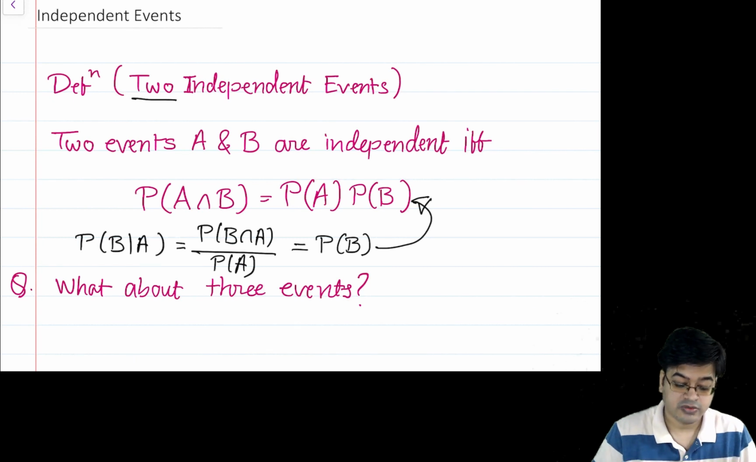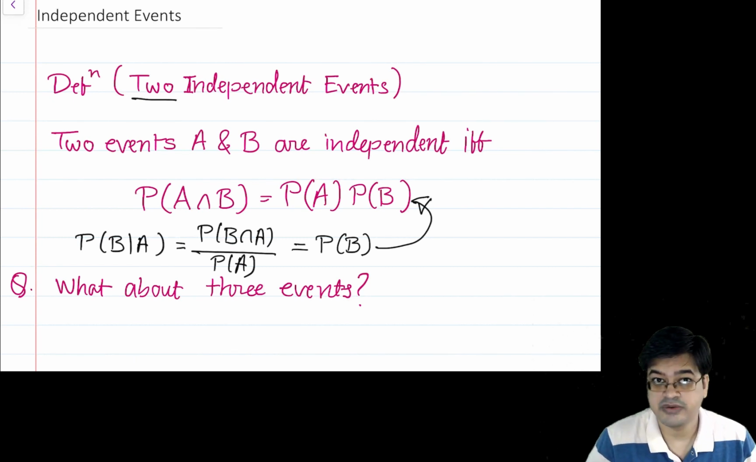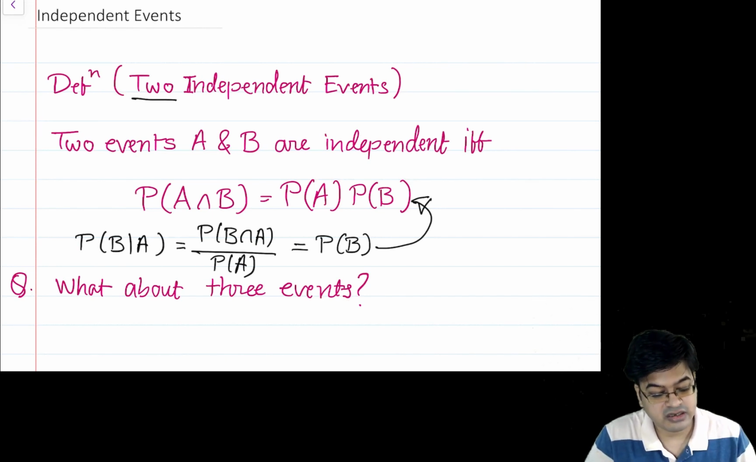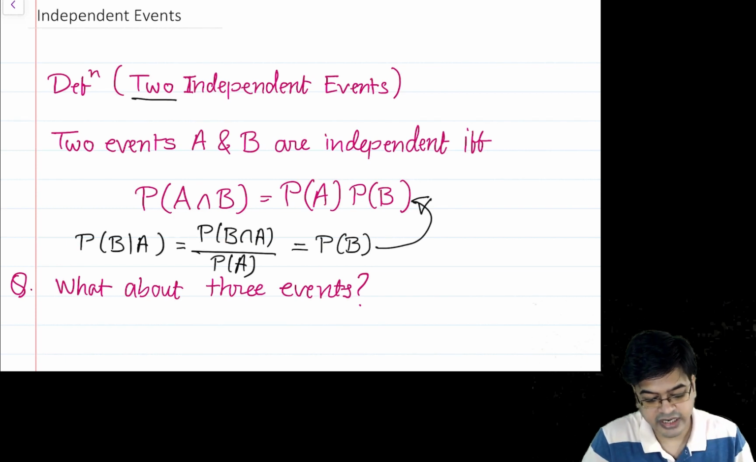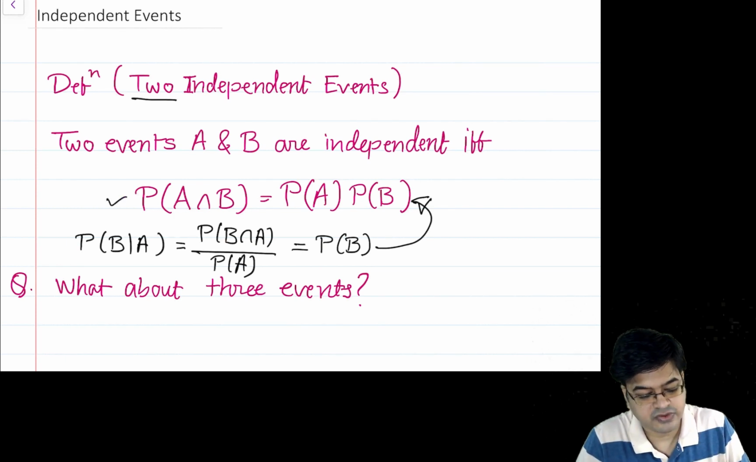Okay, so does this mean they are disjoint events? No, disjoint events are in fact heavily dependent. We will prove that later. But this means the occurrence of event A does not influence the occurrence of event B. Okay. So right now this is the definition for two events.